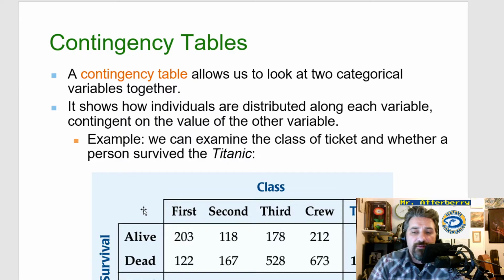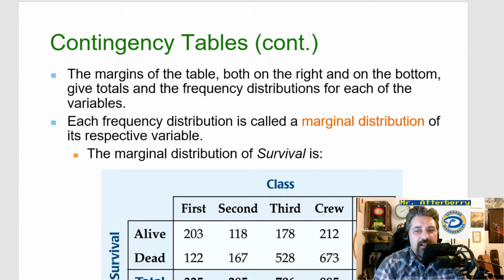You have 2,201 people on the ship. And hopefully you're able to identify the first, second, third, crew, whether they're alive or dead. It's important to be able to read that information. So once again, as explained, the margins we call the marginal distribution. If I asked about the marginal distribution of survival, you would say there were 711 individuals that survived and 1,490 that did not.